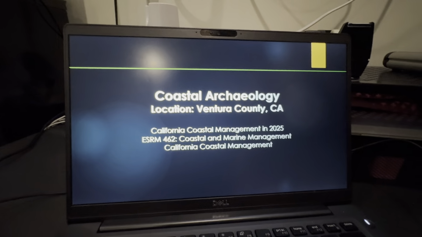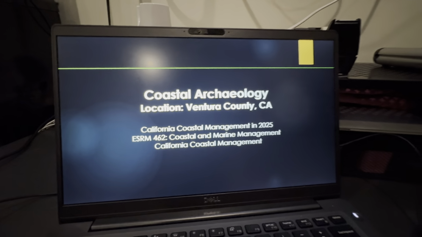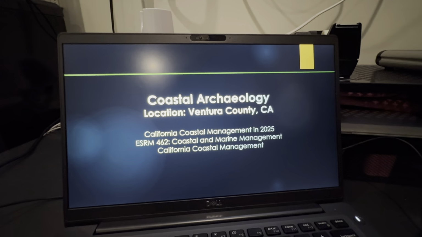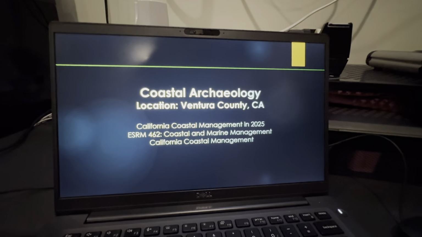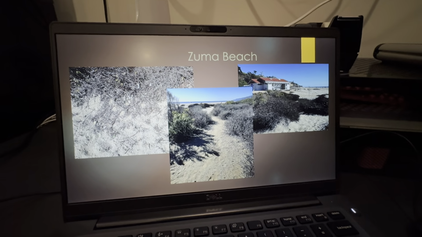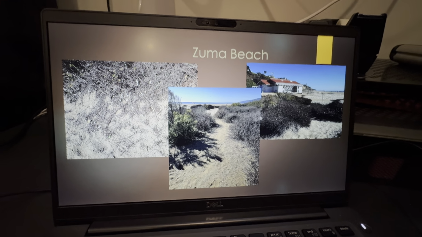I put the location as Ventura County, but this goes for a lot of coastal archaeological sites. And I also included pictures from Zuma, which is LA County as well. So here are my pictures from Zuma. They're kind of hard to see. Sorry I'm recording like this. I tried to record on PowerPoint and it did not work.